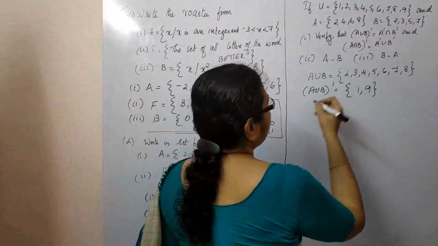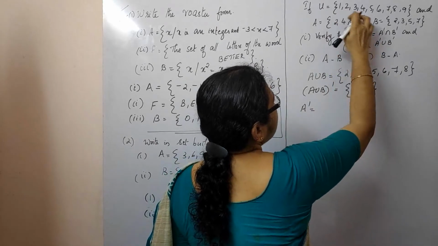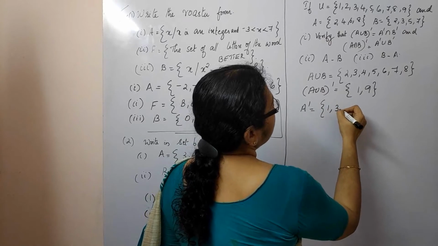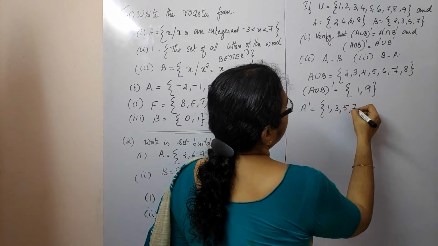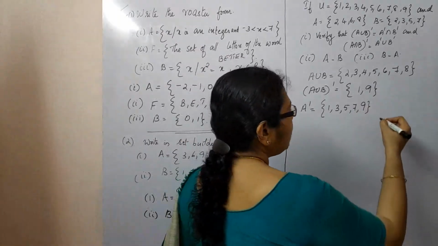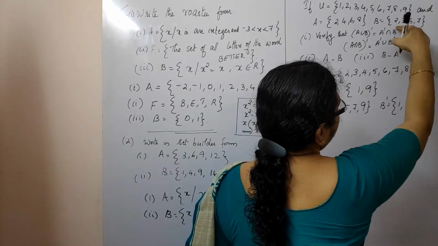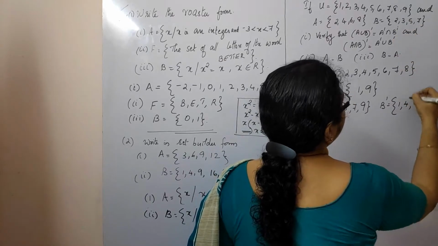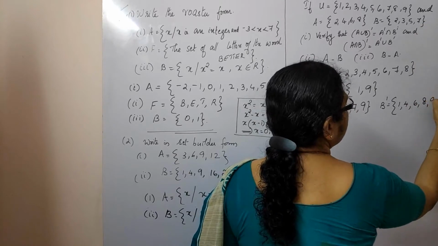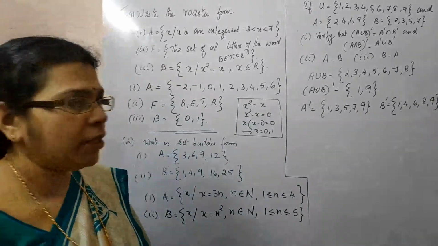Now, coming to the right hand side, A complement. Other than these elements, the rest of the elements from U, that is 1, 3, 5, 7, 9, is A complement. Now, what is B complement? B complement is equal to 1, 2, 3 is here, 4, 5 is here, 6, 7 is here, 8 and 9. So, this is A complement and B complement.